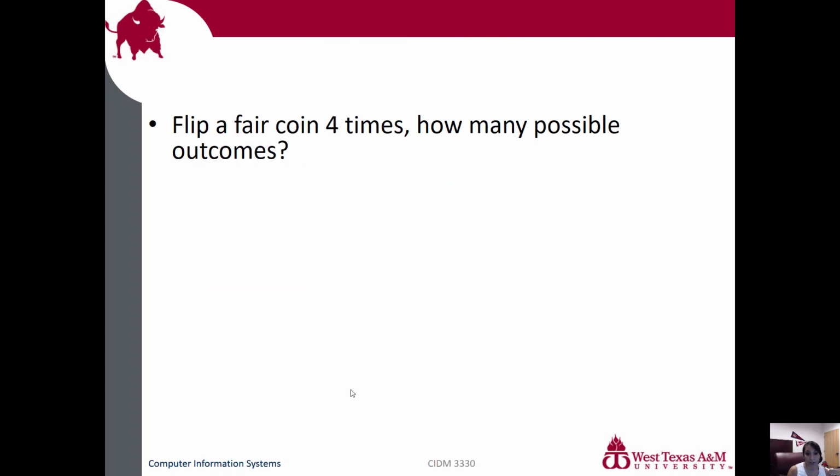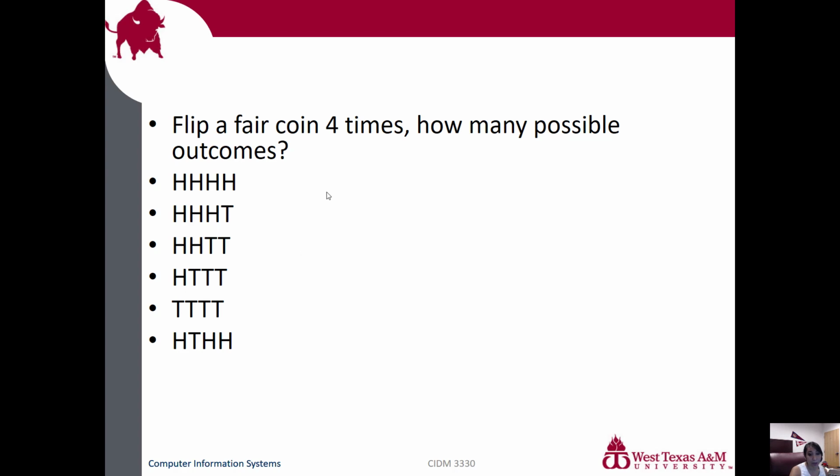Here's another example. Flip a fair coin 4 times. How many possible outcomes are there? Well, again, an outcome could be heads, heads, heads, heads, or I could get heads, heads, heads, tails, or heads, heads, tails, tails, or all tails. And I want to know how many outcomes are there. What's the probability that I would get 4 heads in a row?